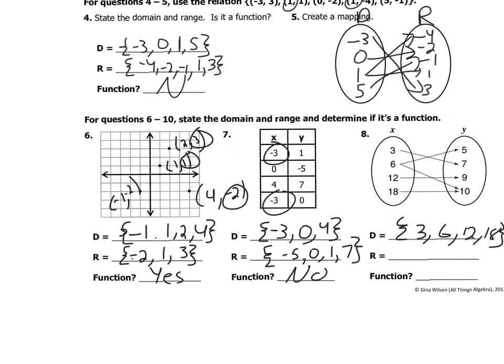Remember, your domain values on your map are your first column, and it was also labeled x, your first oval. What would your range be? Your range would be 5, 7, 9, and 10. Is this a function? Well, right here I have 2 6's. The 6's repeat. Therefore, no, it is not a function.